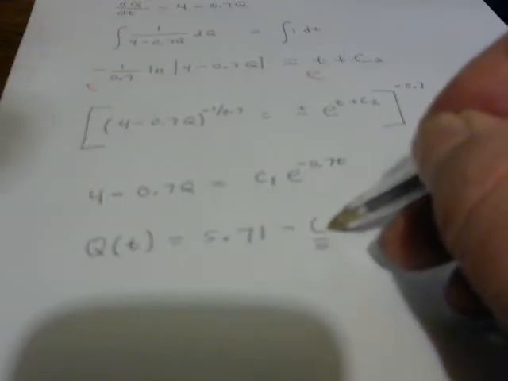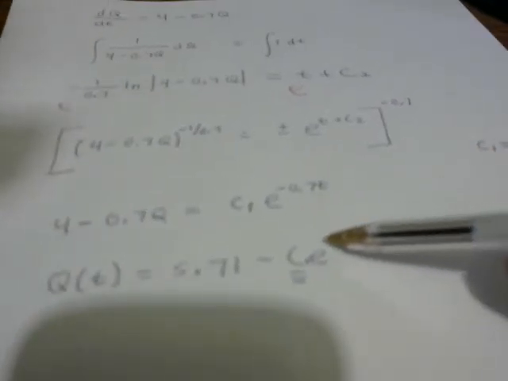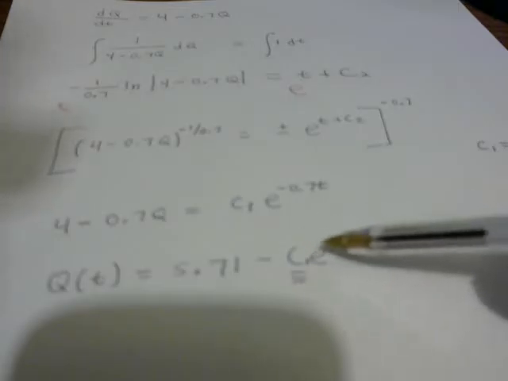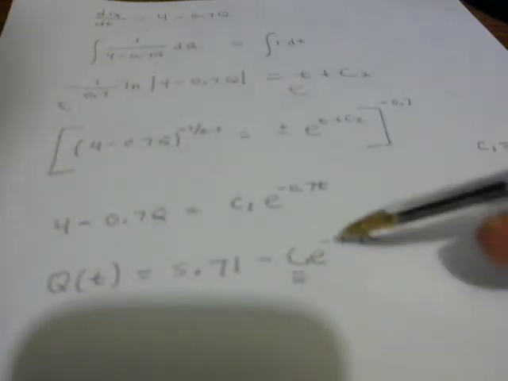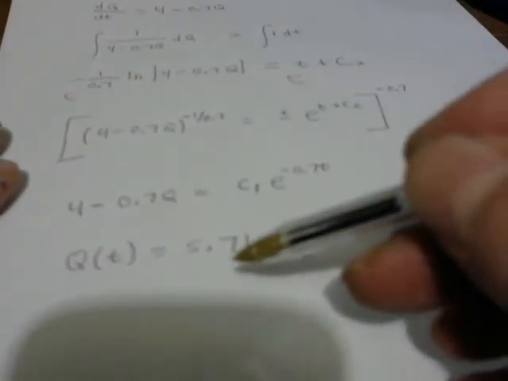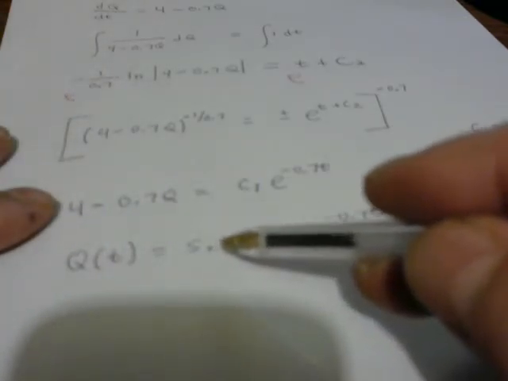And now, in order to get our particular solution, we would have to solve for C1. We'd want to solve for C. And we do that by simply setting our time to 0 and setting the entire equation to 0. When we set t to 0, this entire expression becomes 0. E raised to the 0 is simply 1, so that just goes away. We just have C multiplied by 1. And when we set this expression to 0, we will see that C equals 5.71.